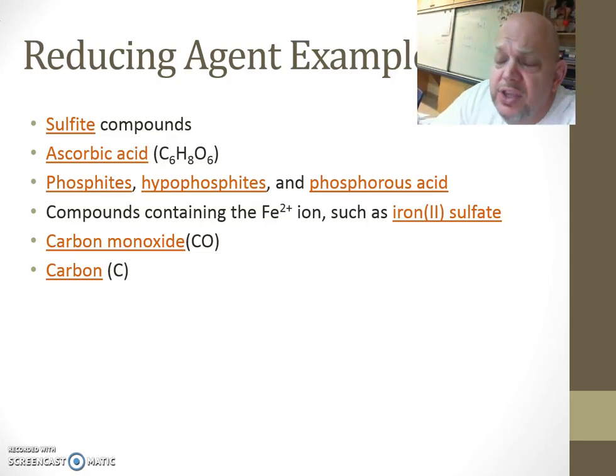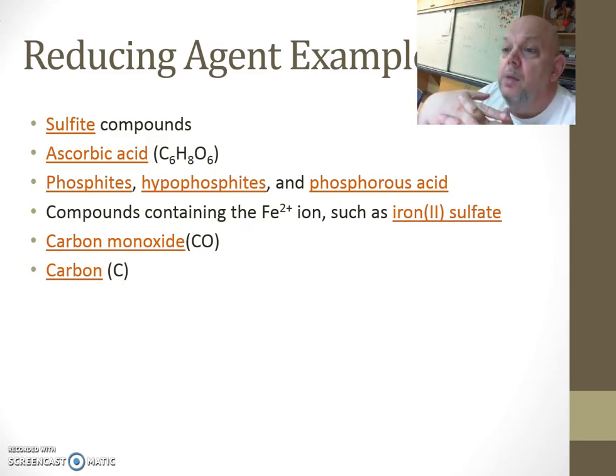Reducing agents would include things like sulfite compounds, okay, and ascorbic acid. Ascorbic acid, most people would know that as vitamin C. You might want to write the word vitamin C on the right-hand side of your paper where the lines are in your notes. That would probably be a good one right there. Phosphites, hypophosphites, and phosphorus acids. Those are also great reducing agents.